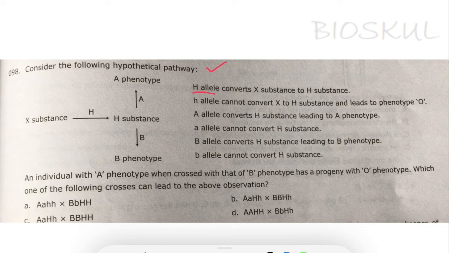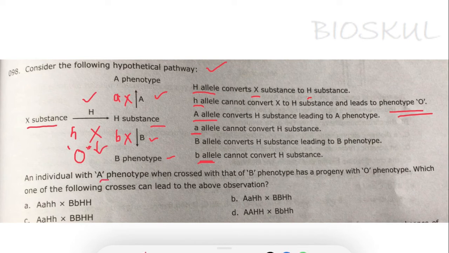Capital H allele converts the X substance to H substance. Small h allele cannot convert X substance to H substance, and that leads to O phenotype. Similarly, capital A allele converts the H substance to A phenotype, but small a allele cannot convert H substance. Similarly, the capital B allele converts the H substance to B phenotype, but small b allele cannot convert H substance to B phenotype.